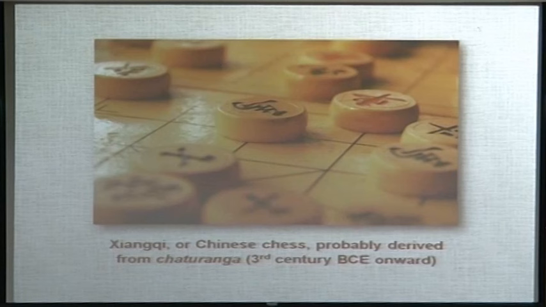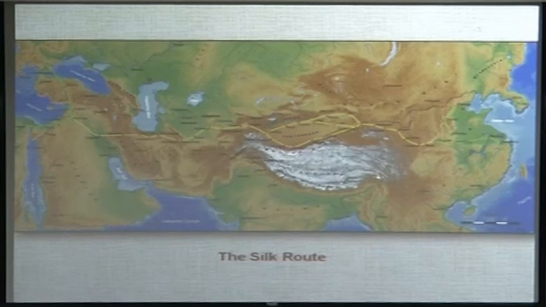Among other things, chess is supposed, according to most scholars, to have traveled to China. There is a kind of Chinese chess which is inspired from Chaturanga. That would be a very ancient contribution, in fact, 3rd century BC. Now, you see, what we have seen so far, the itinerary of these travelers to India, up to Central Asia, is actually very largely the Silk Route. But the Silk Route was not a single road.